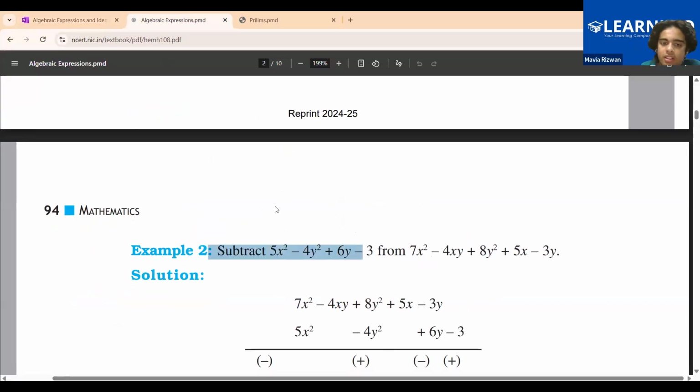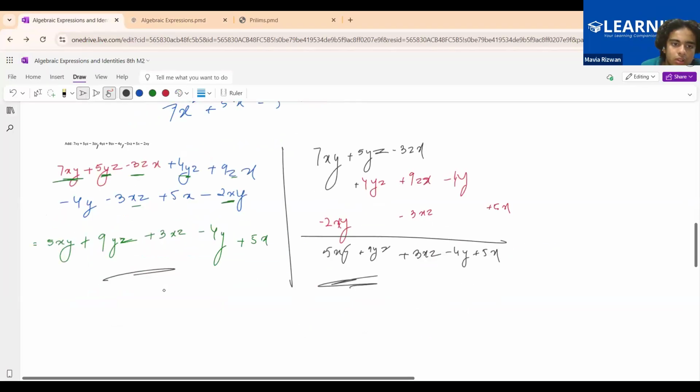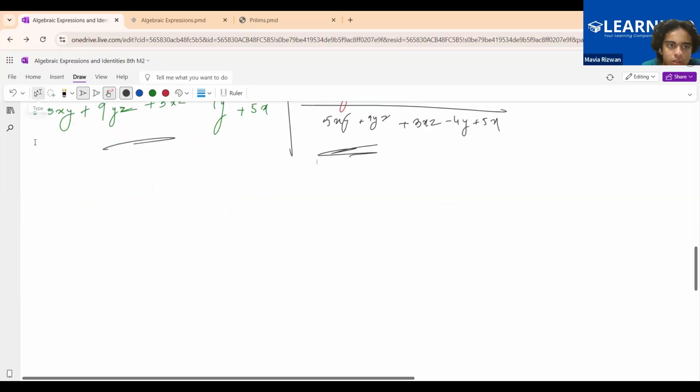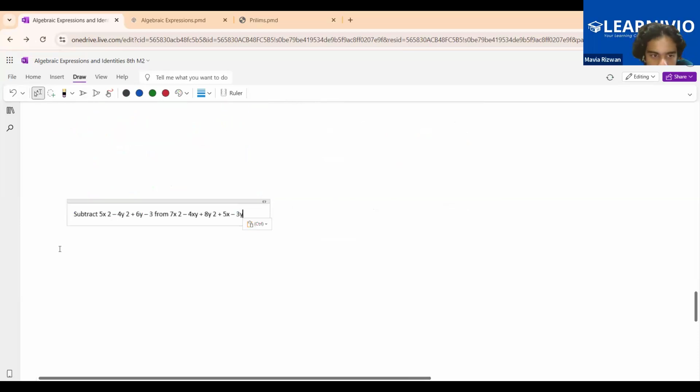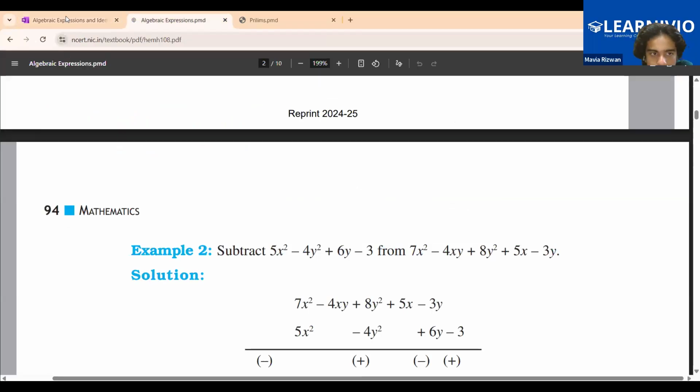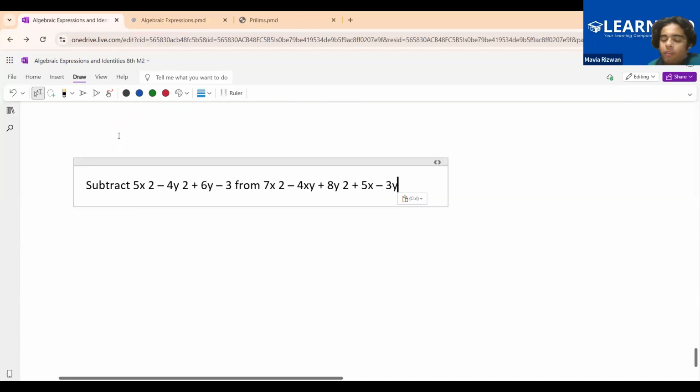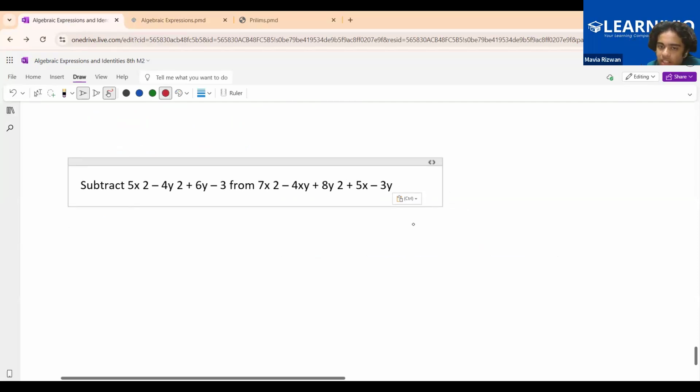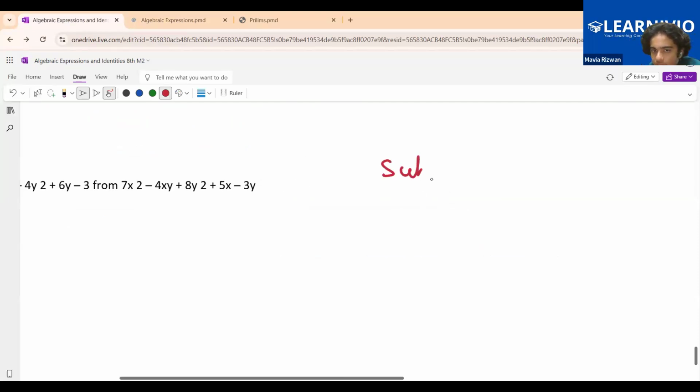See, second method, subtract this. Okay, I'll write this first. Now we are going to learn how to subtract. Okay, but before that, we should know one thing that it says subtract this from this. So guys, if it is very general English, if I say subtract 5 from 8, so this means I have to do 8 minus 5, right?